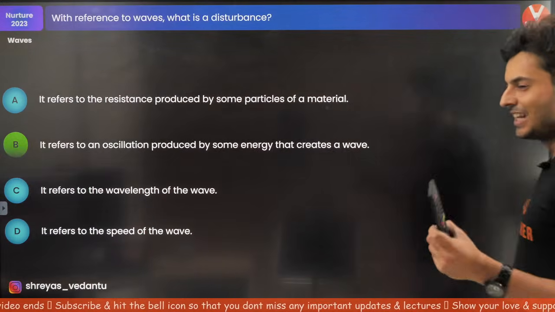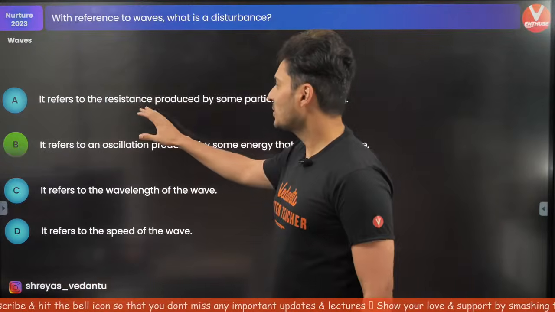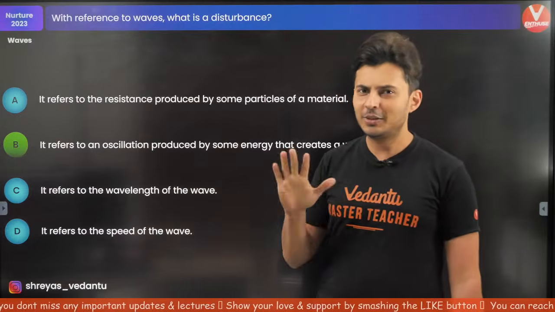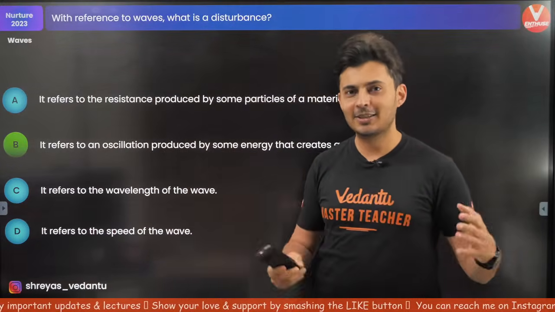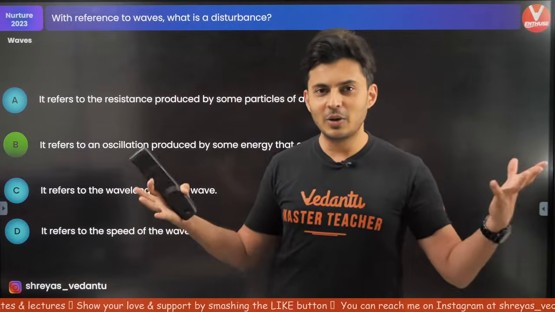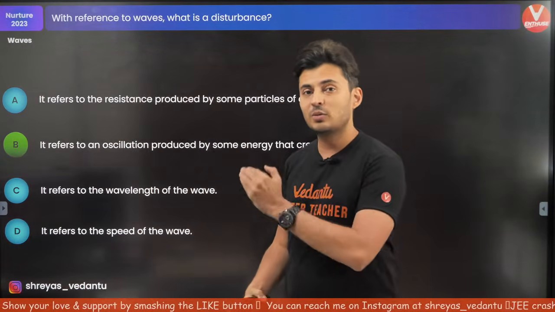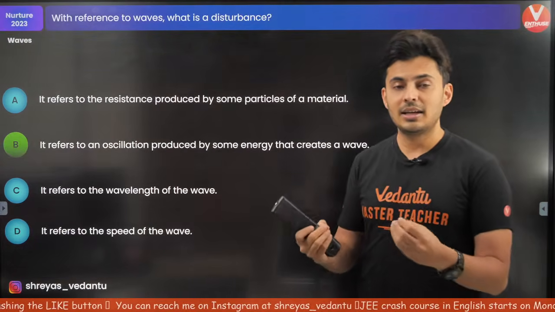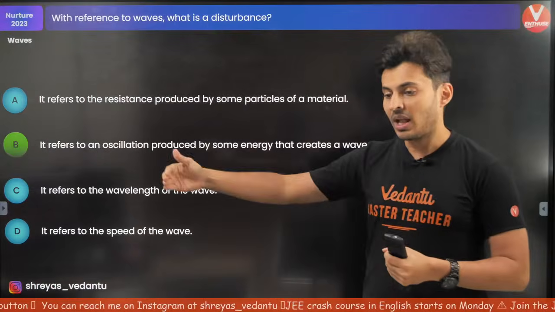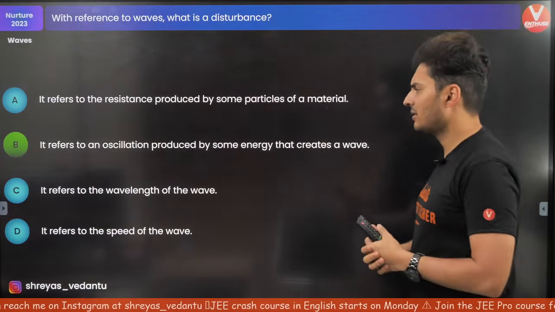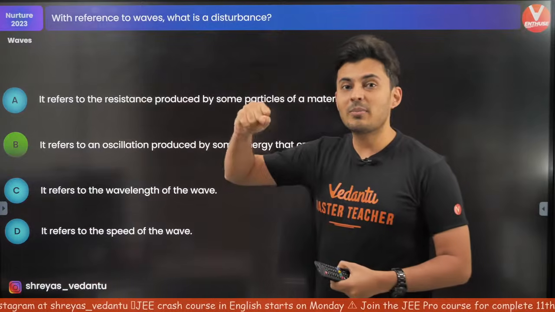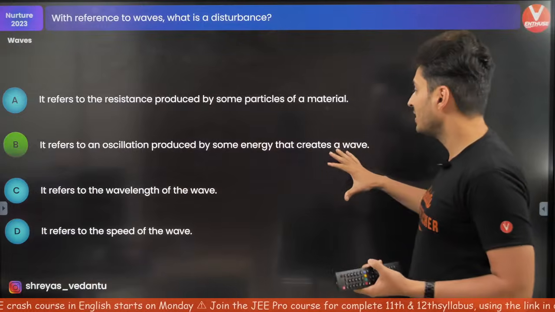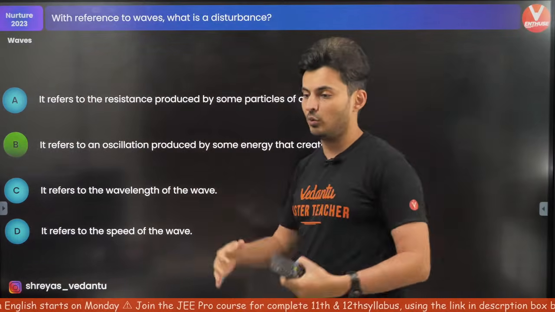So there we go. The correct answer is not A, it is actually B. It refers to the resistance produced by some particles of a material. Is that what a disturbance is? Well, there are different kinds of disturbances. Like in a class, if you remember, if somebody is making noise, that's a disturbance. But with regards to waves, disturbance is something which is created by the source and it transfers energy from it via the medium, or maybe medium is also not needed in certain cases. So some kind of vibration, some kind of disturbance which is created by the source, it produces some energy, and that in turn creates a wave.